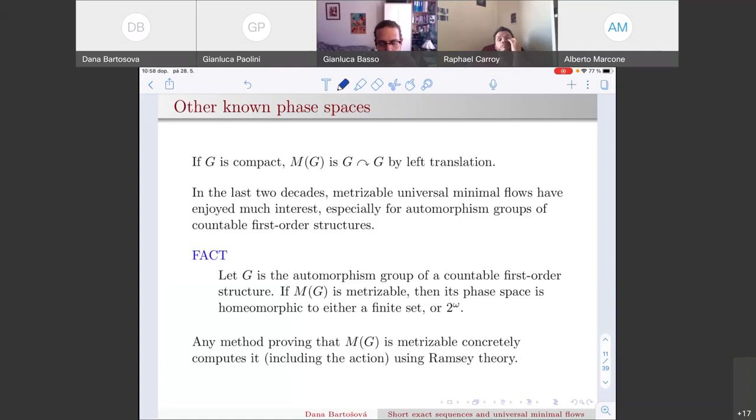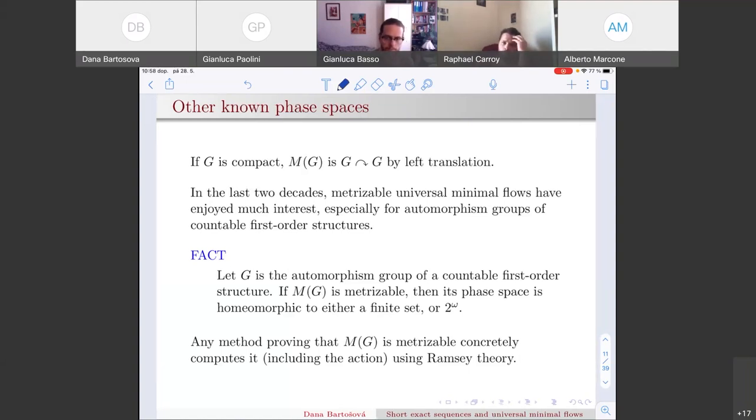So one of the big goals in this area, if it's manageable, would be to understand what type of groups give you this. Right? And that would in turn give you proofs of Ramsey theorems, purely combinatorial things, via topological dynamics, because this is actually an equivalence, the presence of Ramsey's theorem and the metrizability of the universal minimum flow. So I know that some people here are working towards that as well.